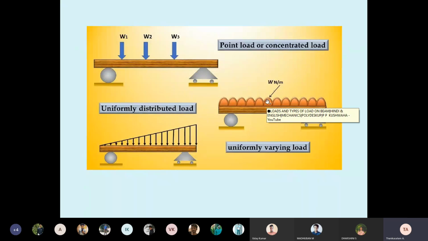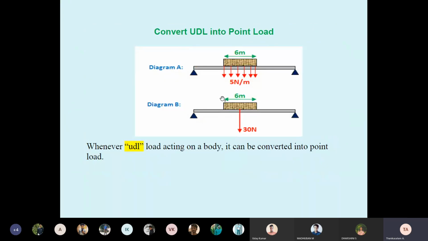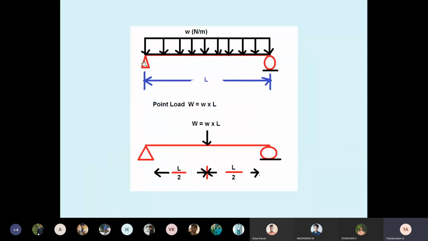In my last class I also explained that when UDL is acting, you convert it to a point load. How do you convert it to a point load? Consider the rectangular area, length into height, so L into small w. So it becomes a point load. Where does the point load act on the beam? At the middle, the center of the rectangle. Students, remember: when UDL is acting, convert it to point load W into L.